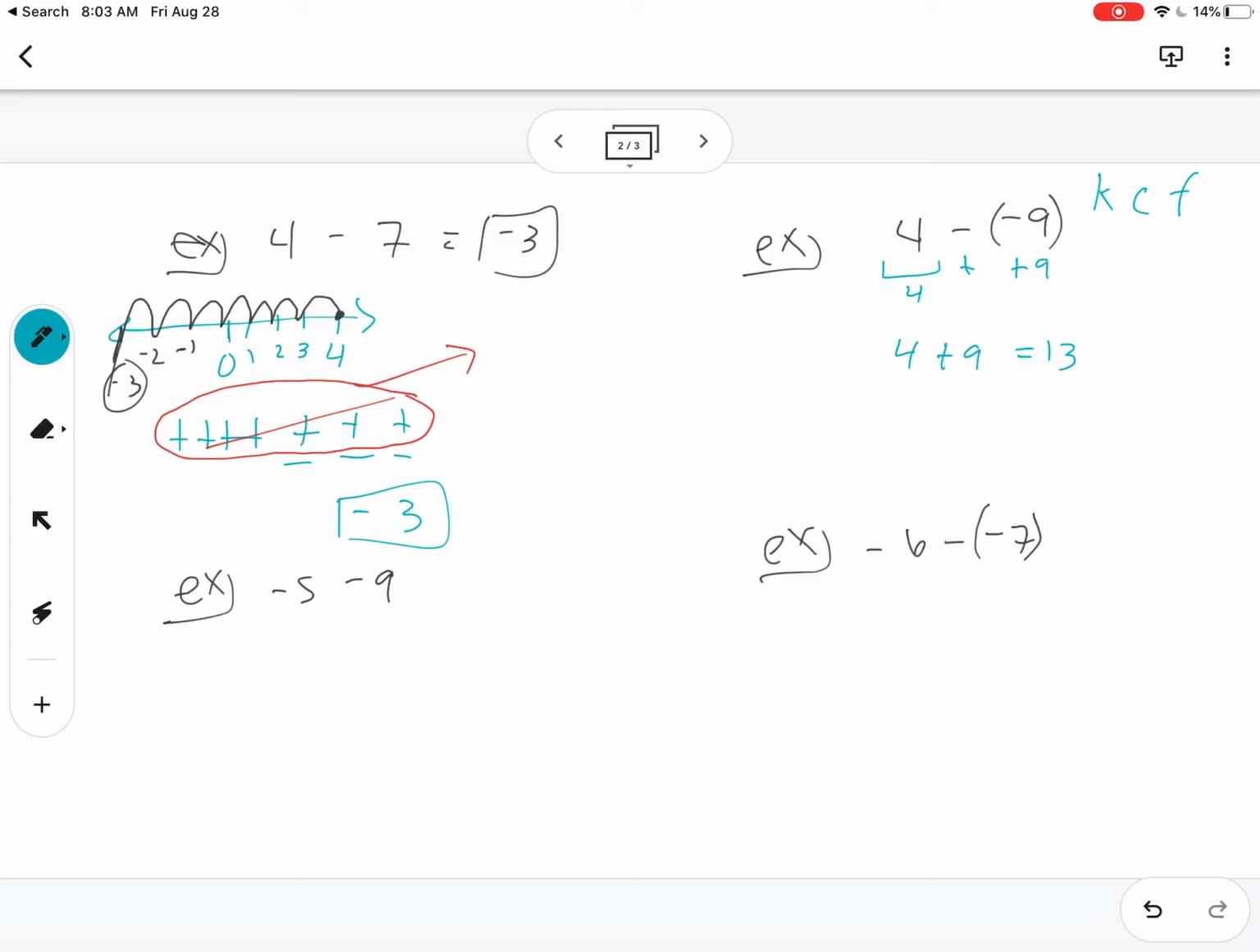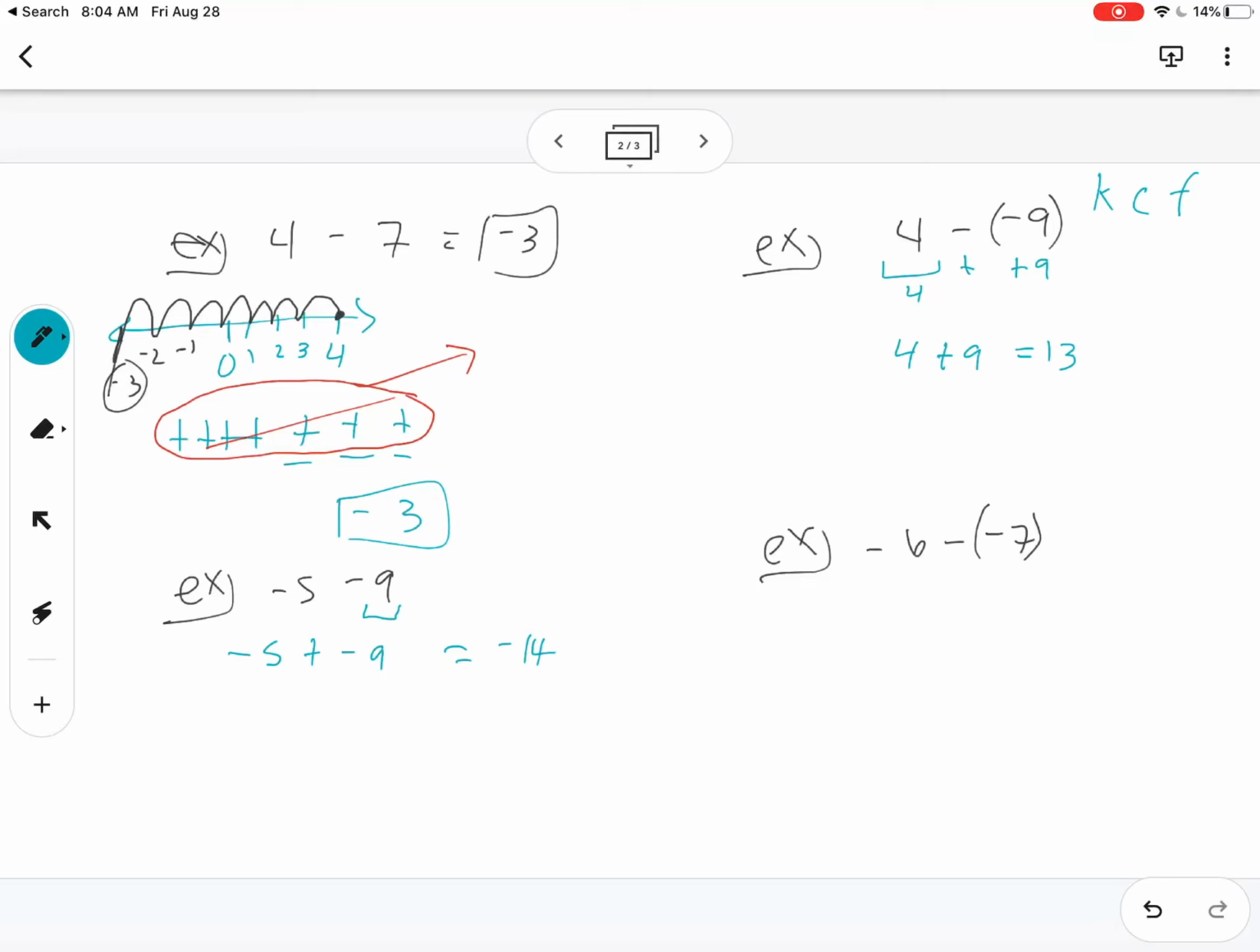Okay, negative 5 minus 9. Let's do the KCF method on it. Let's change this into an addition problem. So we keep the first number, and we're subtracting, so that becomes a plus, but is that a negative 9 or a positive 9 originally? That's originally a positive 9. So the opposite of a positive 9 is a negative 9. So negative 9 plus a negative 5, well, that's just two negatives. That's a negative 14.